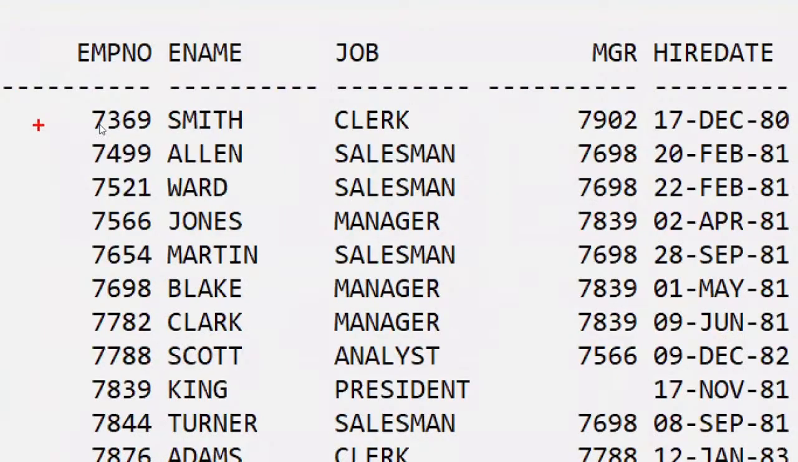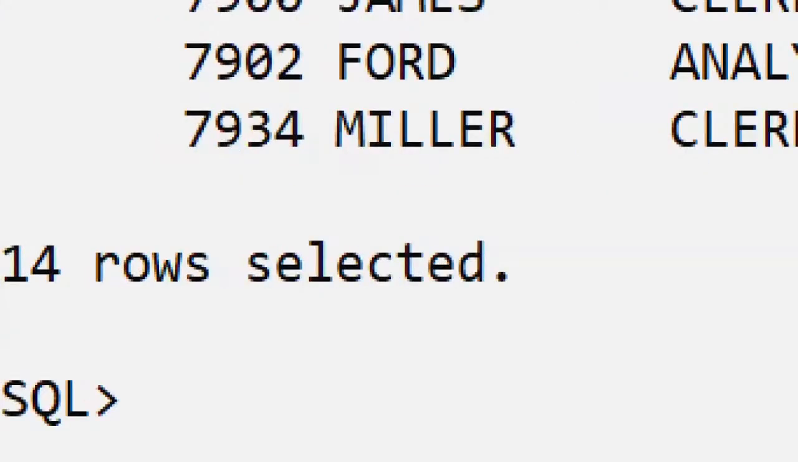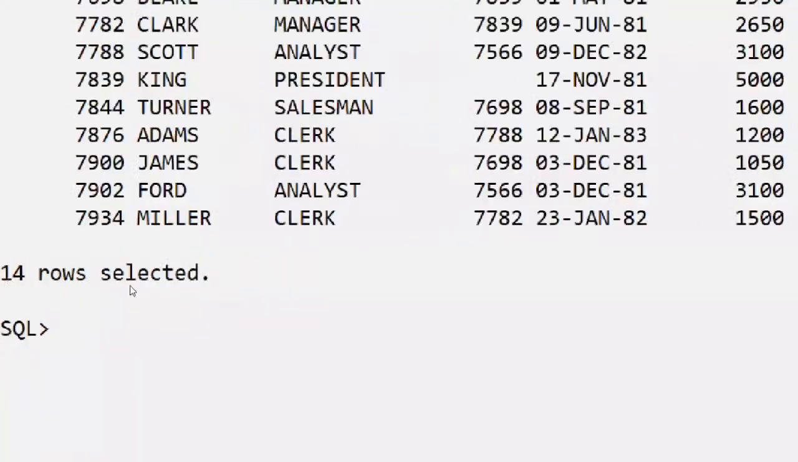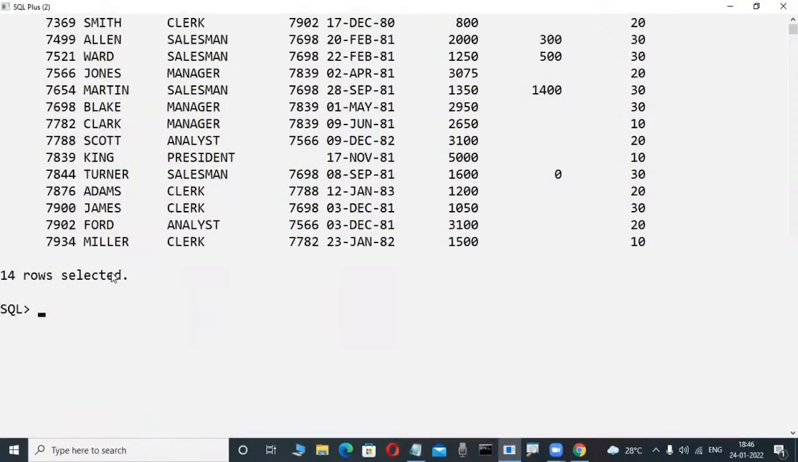How many rows are there? 1, 2. These are called rows. Here, 14 rows are there. This is a big table, the EMP table.